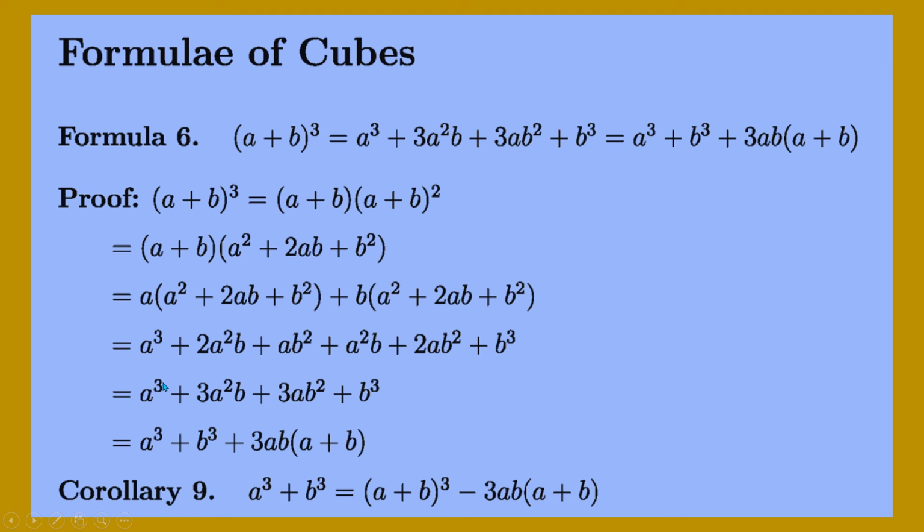Now we can write a³, 2a²b and a²b, that equals 3a²b, plus 3ab², that means ab² and 2ab², this equals 3ab², plus b³. Now write in arrangement, at first a³ then b³, and here 3ab is common, as a result here will be (a + b). Okay, this is a formula, this line or this line, we can write any one.